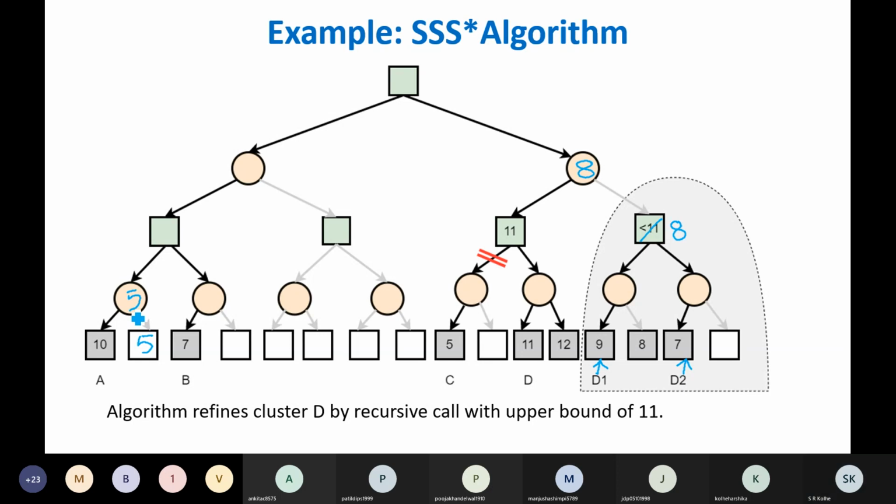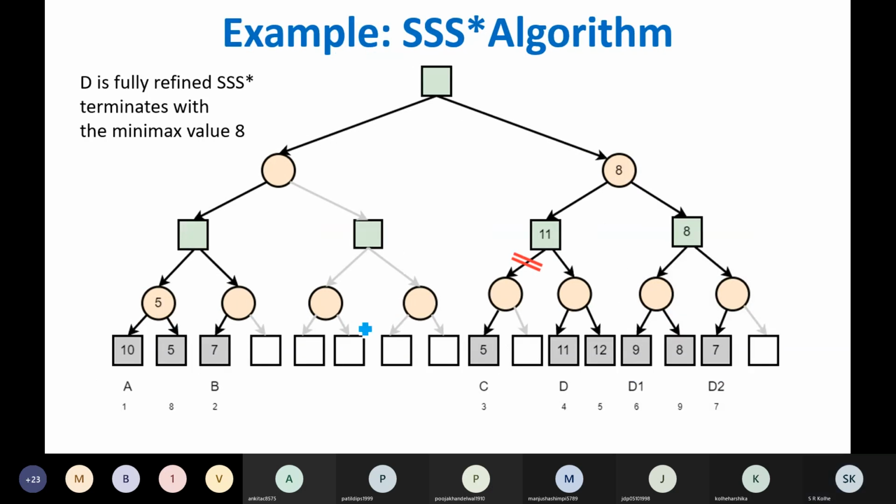Now cluster D again has become the best, right? 8 is better. The upper bound is 5. 8 is better now. It has become the better node again. Am I right? Yes, sir. Then what will happen?